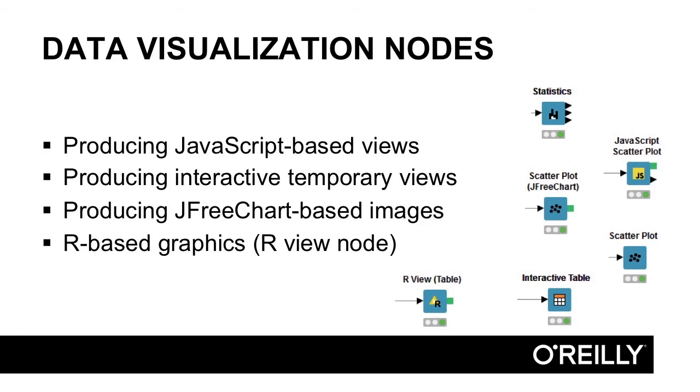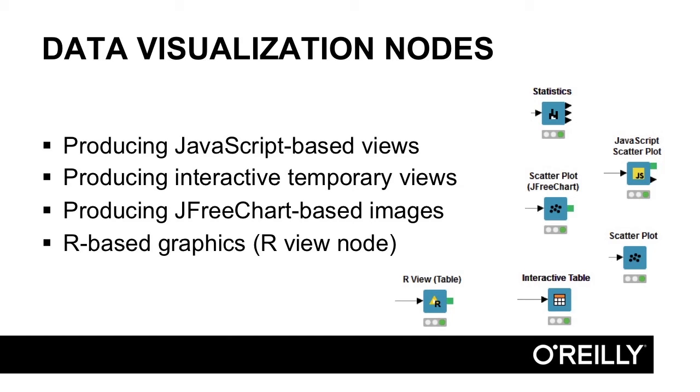There are three basic types of nodes in KNIME data visualization: nodes that produce a JavaScript-based view, nodes that produce just a temporary interactive view, and nodes that produce no view, but an image based on the JFreeChart Java library. Here are some of these nodes. You can see, for example, three types of nodes producing a scatter plot.